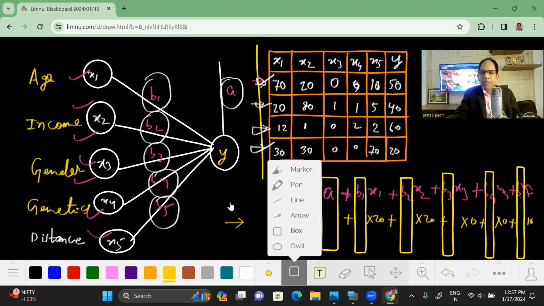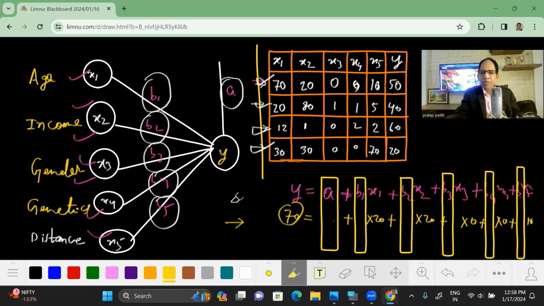So what will happen mathematically if you find the values of A, B1, B2, B3, B4, B5? Not only for 70, for 20 also, similar equations. Okay, whatever is A, plus then this is 20, right? 20, then 80, you write multiplied by 80. You continue that way. So you write these 4 rows here: first row, second row, third row, fourth row.